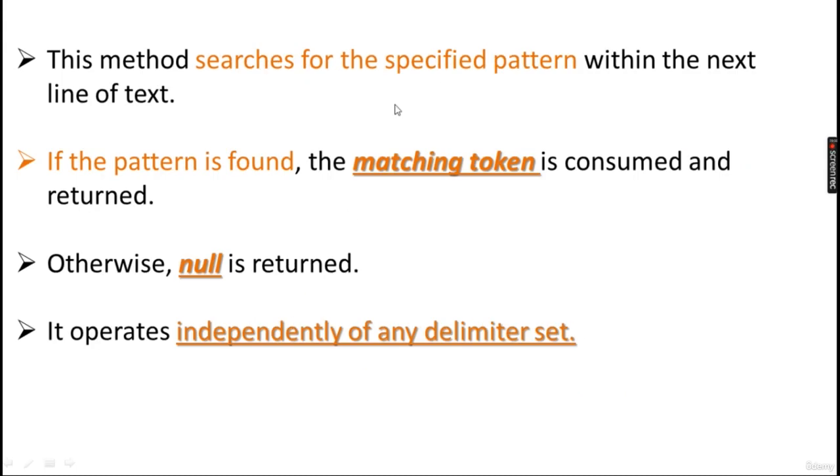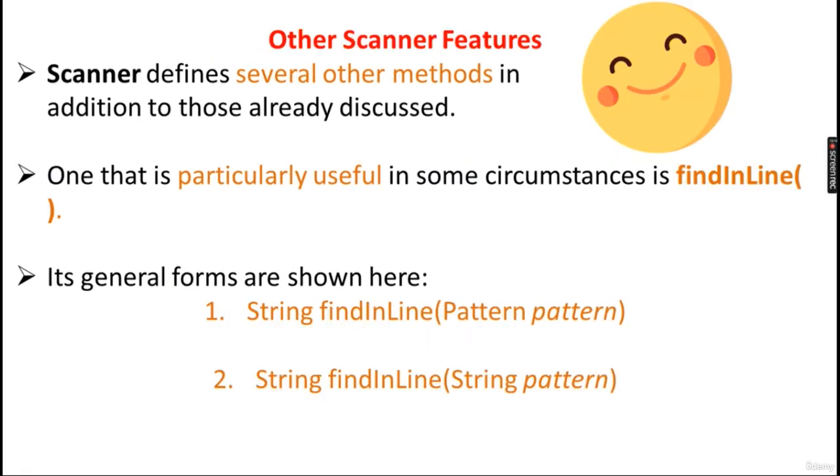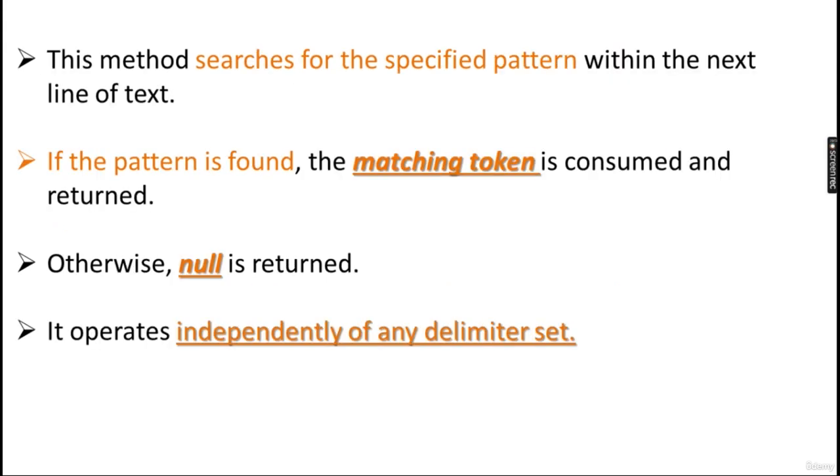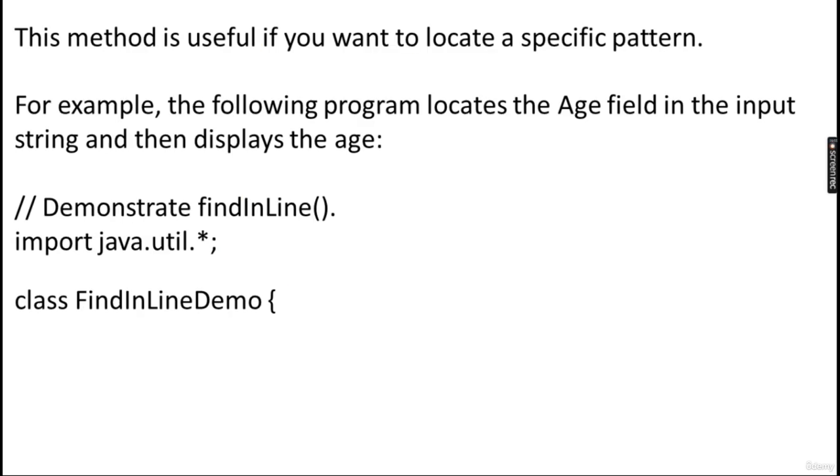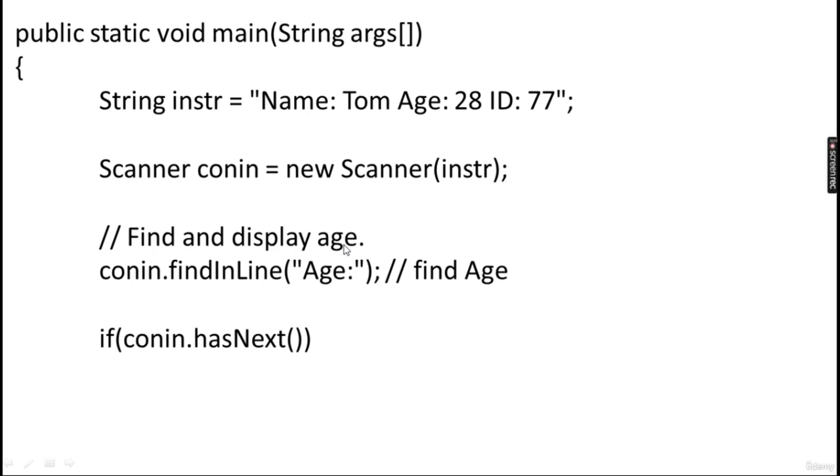This method searches for the specified pattern within the next line of text. If the pattern is found, the matching token is consumed and returned. Otherwise, null is returned. Okay, so it will find in the particular text line. It operates independently of any delimiter state. Okay, so you can specify any pattern you like. It is useful if you want to locate a specific pattern, so we will see findInLine.